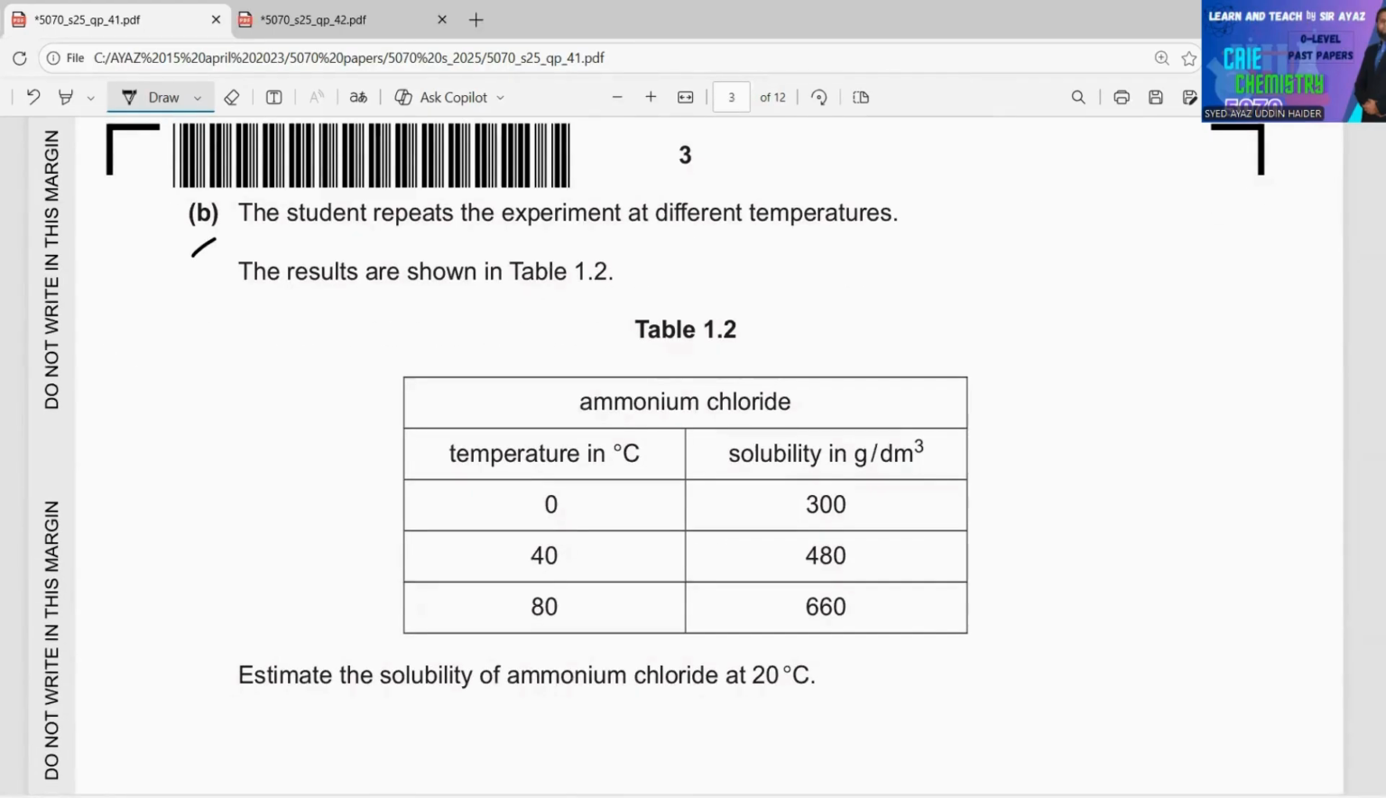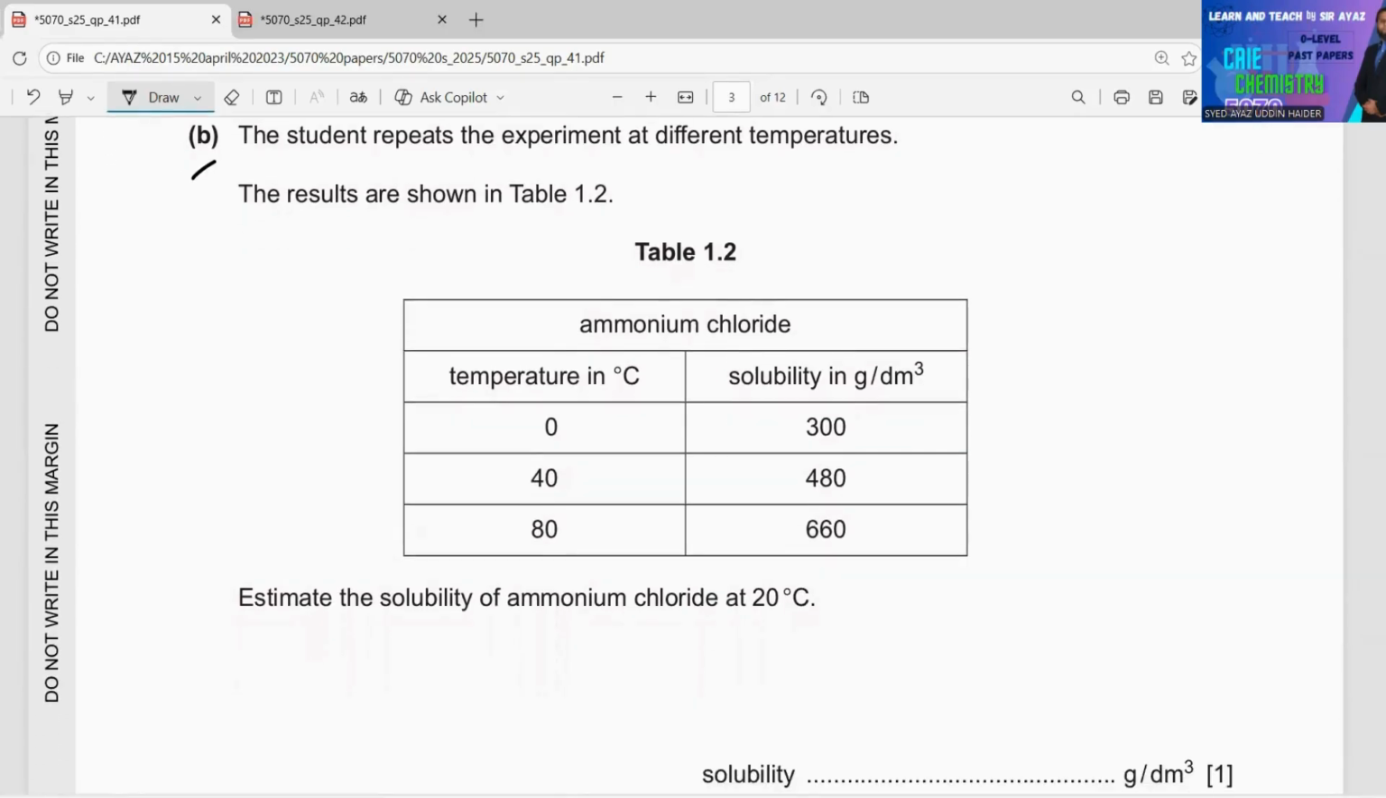Part B. The student repeats the experiment at different temperatures. The results are shown in table 1.2. So we have solubility in gram per decimeter cube at 0 degrees centigrade, 40 degrees centigrade, and 80 degrees centigrade. Estimate the solubility of ammonium chloride at 20 degrees centigrade. 20 degrees centigrade must be between 0 and 40. If you see the difference between the solubility for each, between 0 to 40 and 40 to 80, it will be 180.